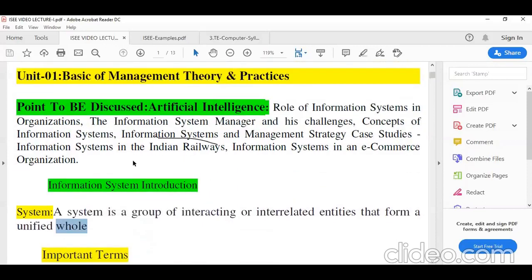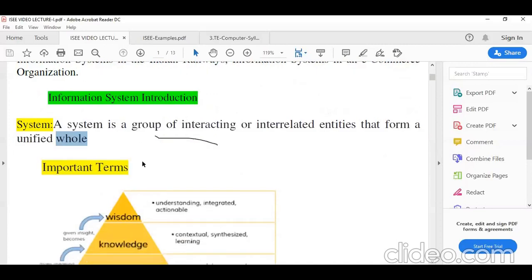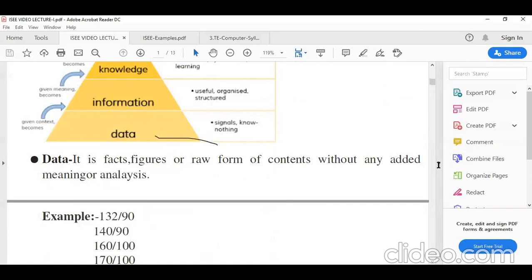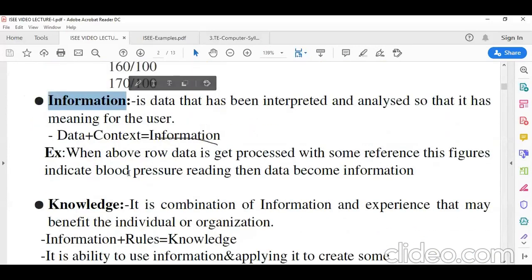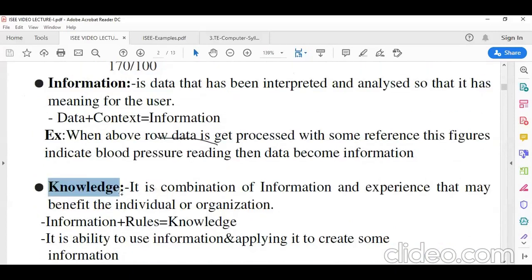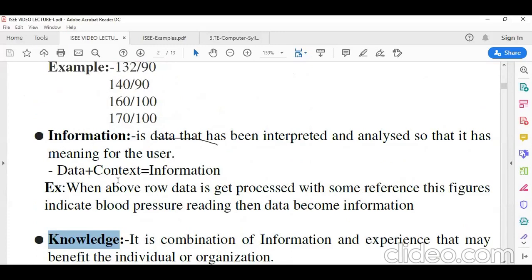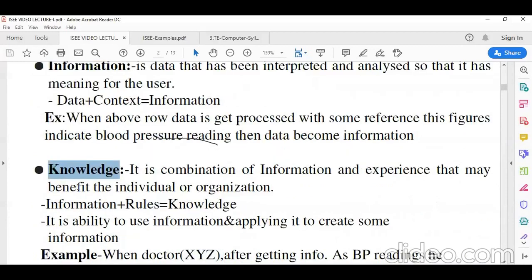Now come to the point of information. We will first understand it term by term and then combine it, which will be useful for you. Before we go to information, I want to discuss three important terms that we will require in the further part of this subject: data, information, and knowledge. You must have used these words a number of times, but there is a specific difference between these three terms that we are never able to focus on. Now let us understand what exactly is meant by data, by information, and by knowledge.